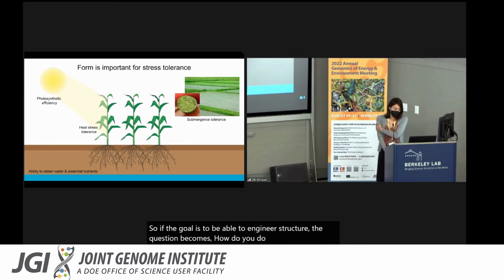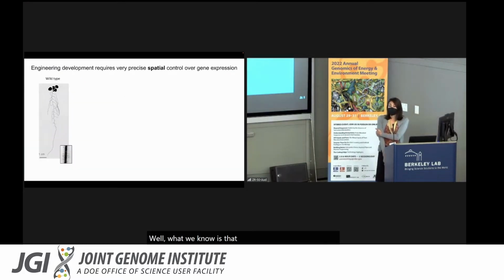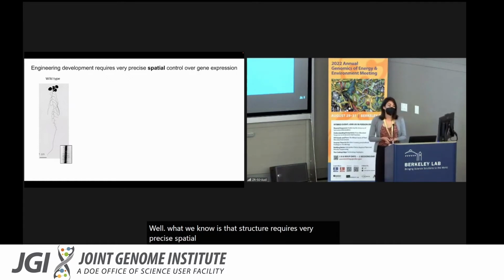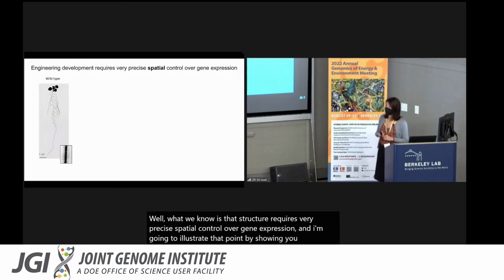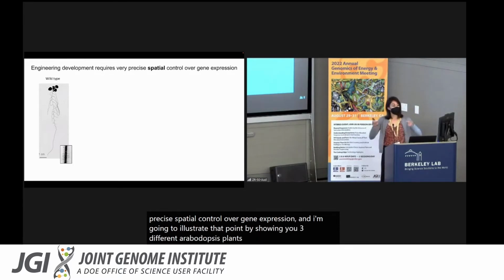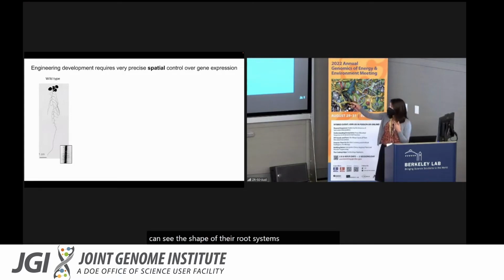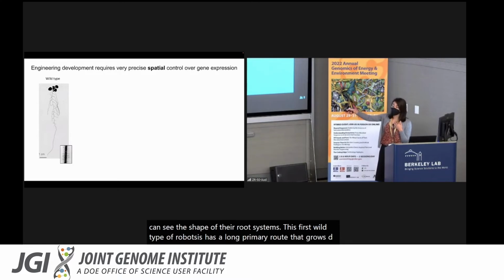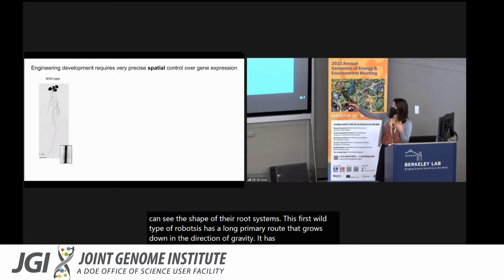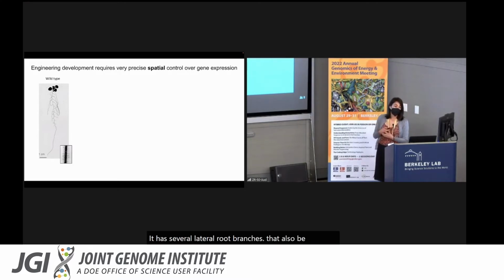So if the goal is to be able to engineer structure, the question becomes, how do you do it? Well, what we know is that structure requires very precise spatial control over gene expression. And I'm going to illustrate that point by showing you three different Arabidopsis plants grown on agar plates so you can see the shape of their root systems. This first wild type Arabidopsis has a long primary root that grows down in the direction of gravity. It has several lateral root branches that also grow down in the direction of gravity.